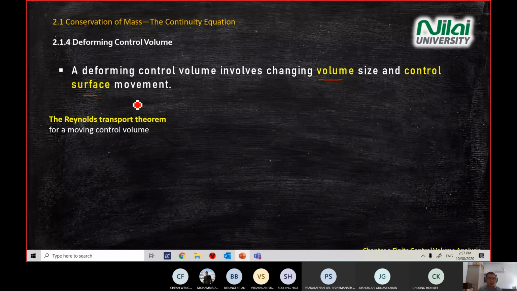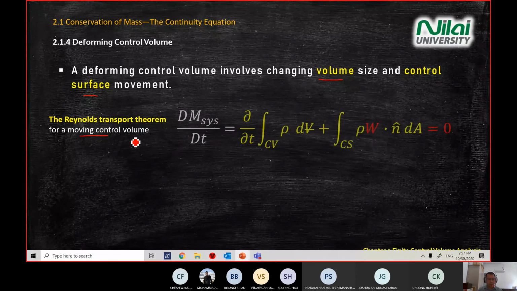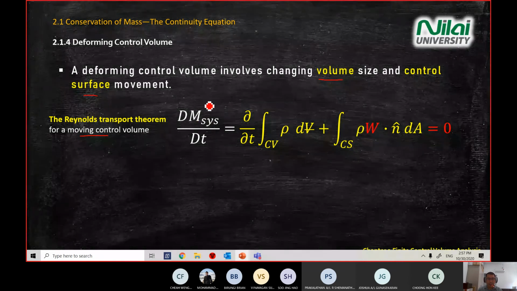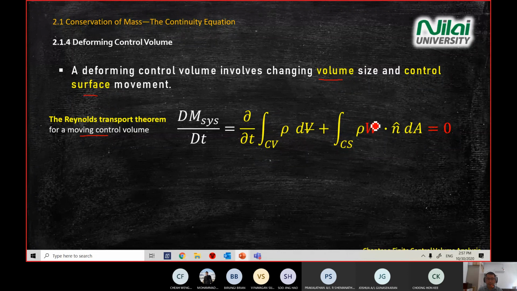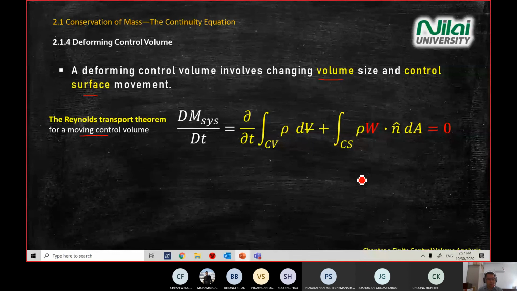The Reynolds transport theorem that we use for a moving control volume is given by this one. We have seen it just now. For a moving control volume, we have this term: change of mass in the system, or m dot in the system, equal to the change in the control volume plus the change in the control surface. However, in this case we are referring to W, which is the relative velocity rather than the absolute velocity. So write this one in question 14.